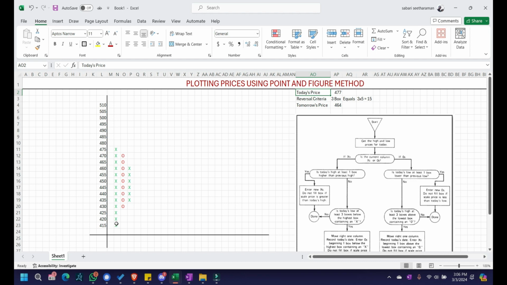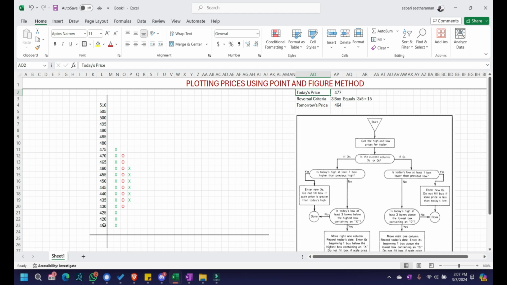Most of the time the reversal criteria is 3 box, but it's configurable. Whichever tool you use, TradingView or investing.com, they'll give the option to decide the box size, to decide the reversal criteria, etc. In this example, my box size for this Microsoft point and figure chart is $5 and the reversal criteria is 3 box, meaning 3 multiplied by 5, $15.